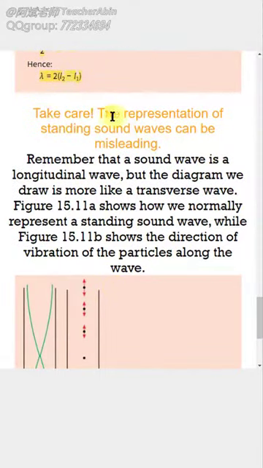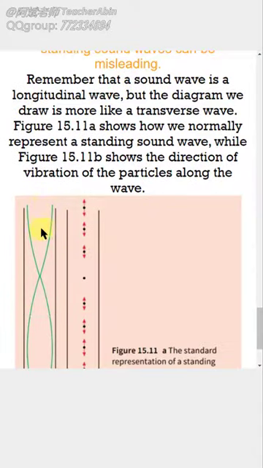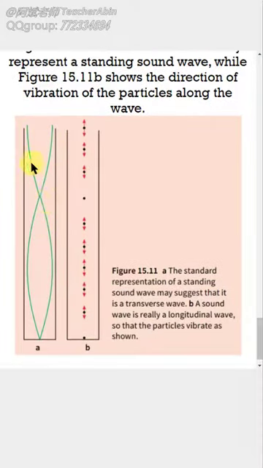And the last thing you should know is that the representation of standing sound waves in this video or textbook or any other books can be misleading. Remember that a sound wave is a longitudinal wave, but the diagram we draw is more like a transverse wave, and this is how we normally represent a standing sound wave. It looks like a transverse wave, in which the particles vibrate up and down. But actually, the particles in the air are vibrating left and right.